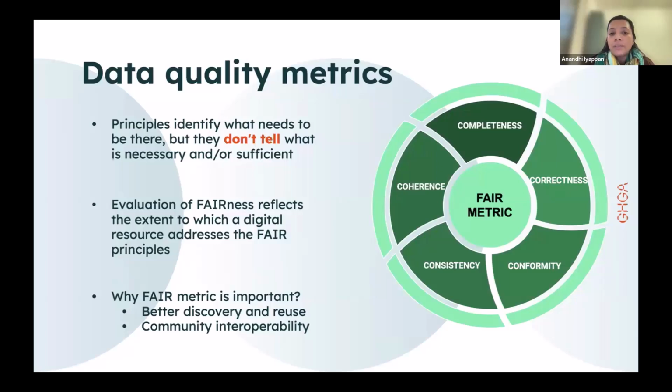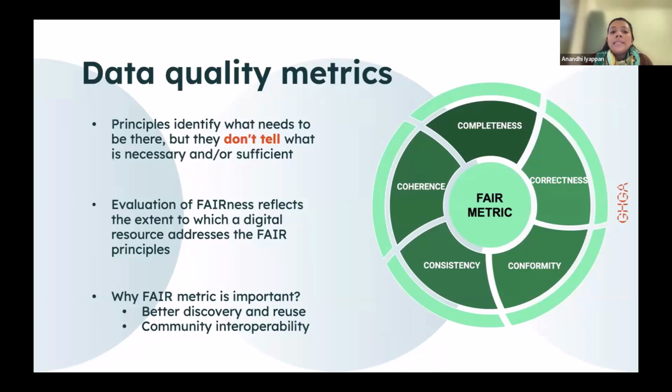So as far as data quality metrics are concerned, it is always based on these 5 modules that you can see. One is completeness, second is correctness, third is conformity, fourth is consistency, and fifth is coherence. All the FAIR metrics are majorly based on these 5 modules.